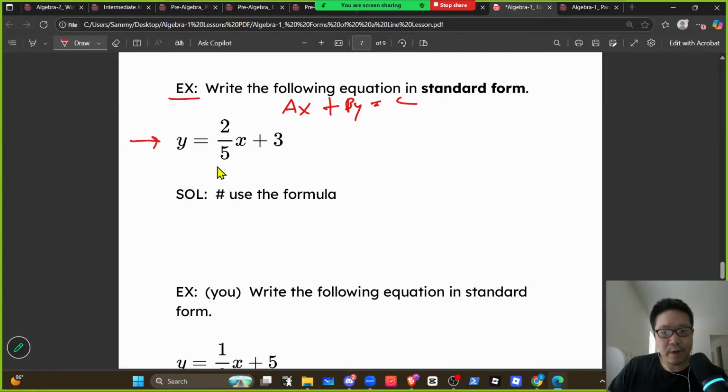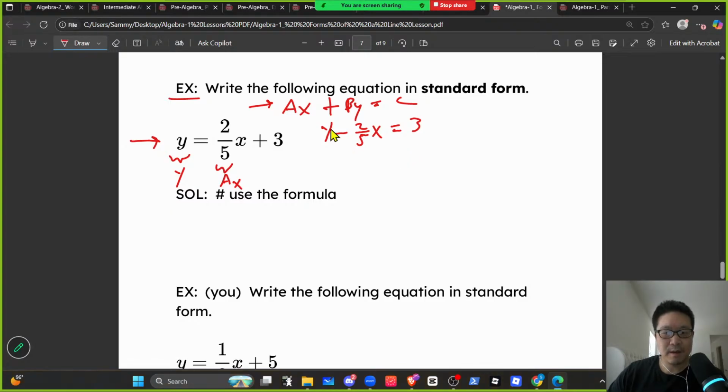Okay, I'm trying to find a way to... So in terms of our general form, this 2/5 x is ax and this is y. So all I would have to do to move it to the left side is to subtract it from both sides, right? So when I do that, I get y minus 2/5 x equals positive 3.